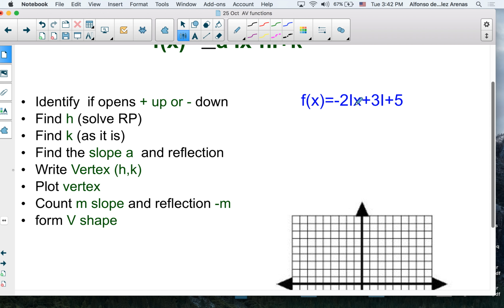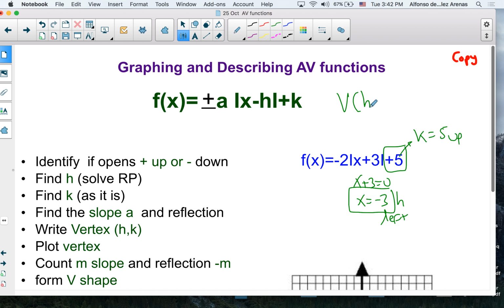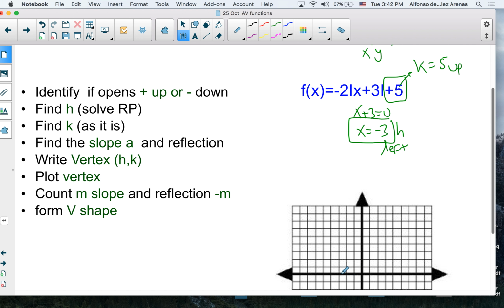Okay? So like here, let's see. How to find h? It says solve the reference point. If you remember, the reference point is here. So x plus 3 equals 0. X equals negative 3. That is h. The number outside is always k. K equals 5. So this one means left and this one means up. So the vertex is always h, k, x and y. So now I know that this is negative 3 and 5. 1, 2, 3, 4, 5. This is the vertex. Okay, the vertex is negative 3, 5.